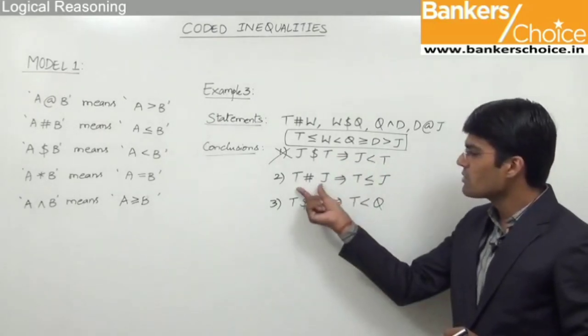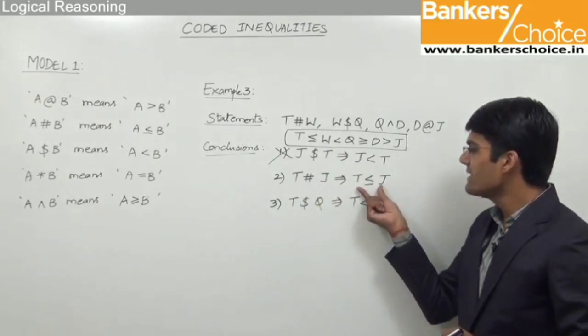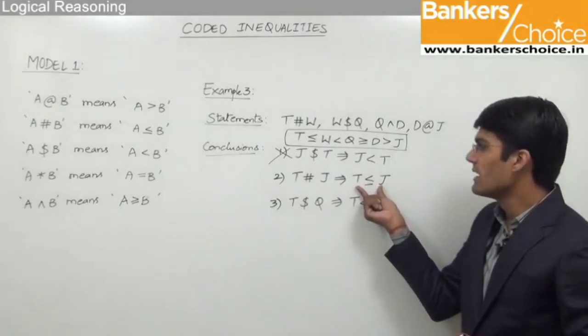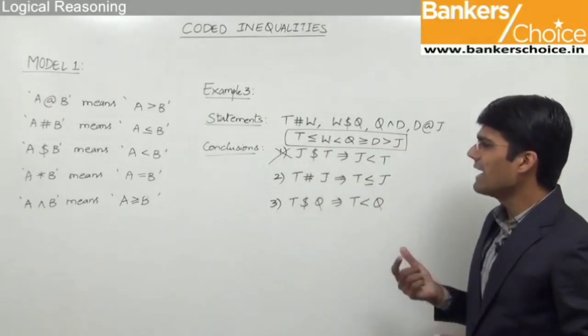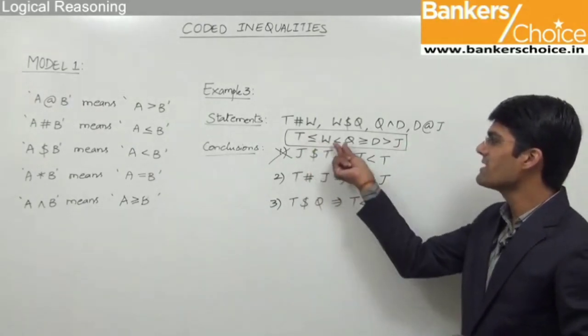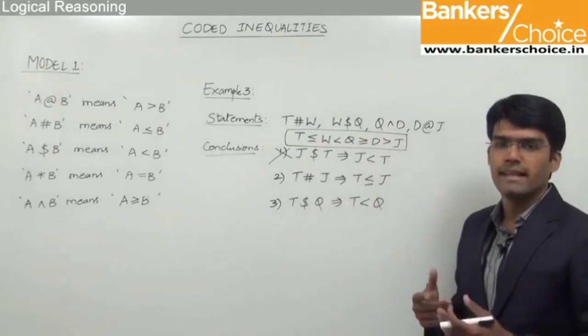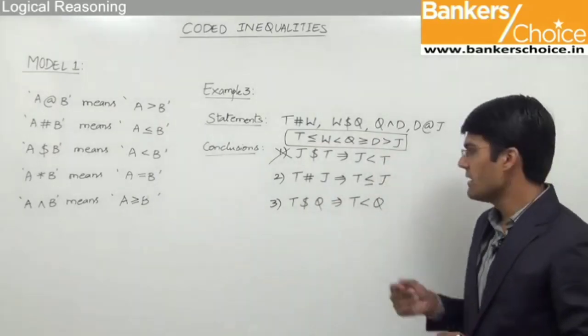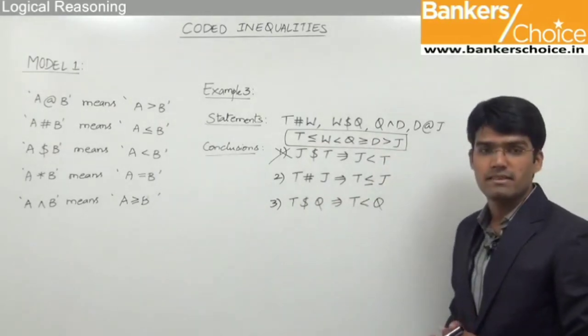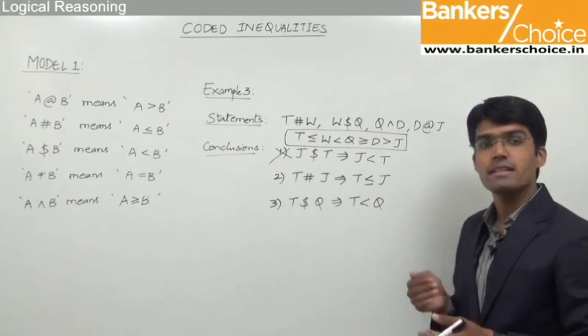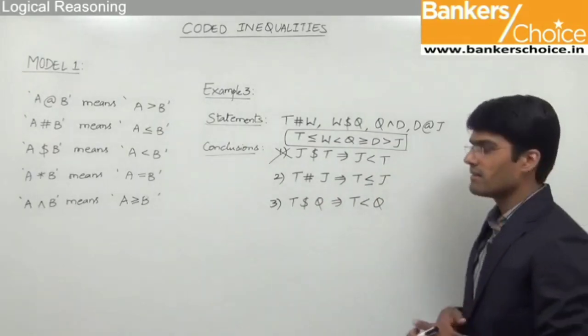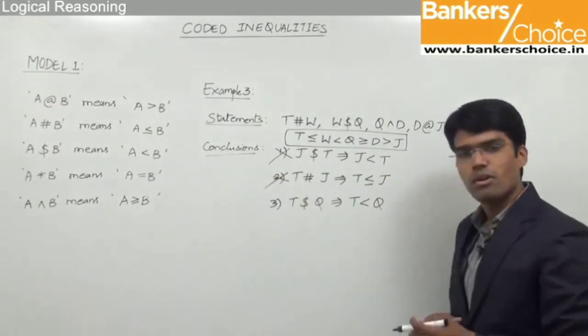So conclusion 1 is false. Moving to conclusion number 2, we know that T is less than or equal to J. Let us now compare T and J. Again, the same rule is applicable. We have dissimilar inequalities between them, and hence T and J cannot be compared. So we simply cannot say that T is less than or equal to J. Why? Because it can also be greater than J. So even conclusion number 2 is false.